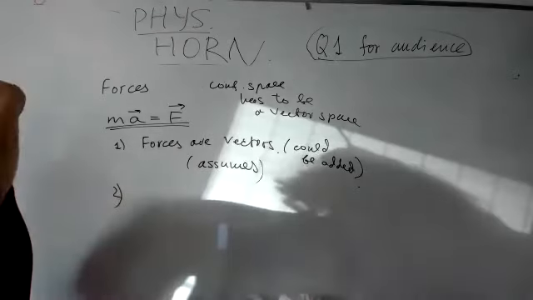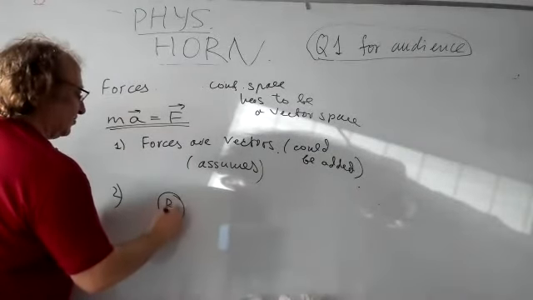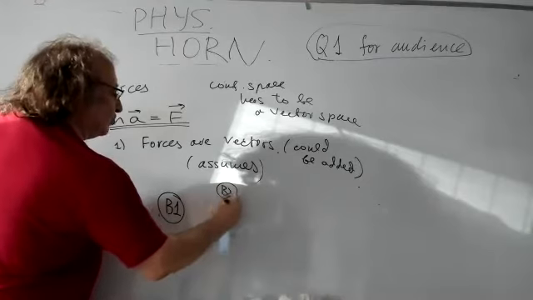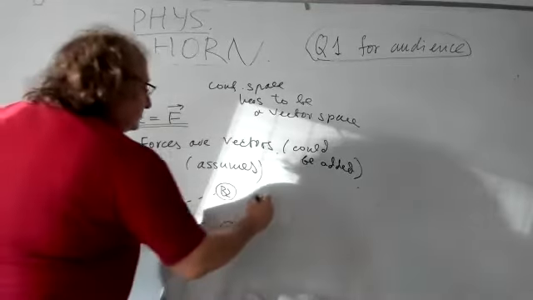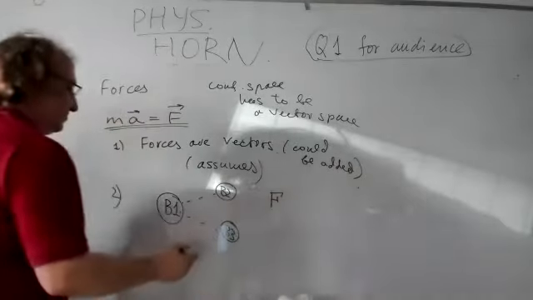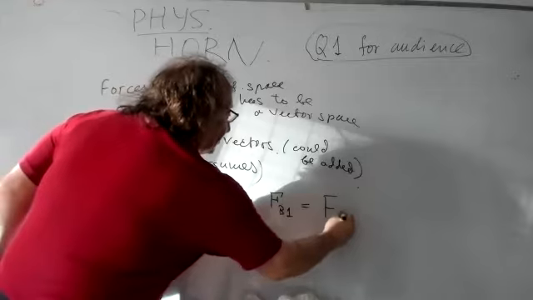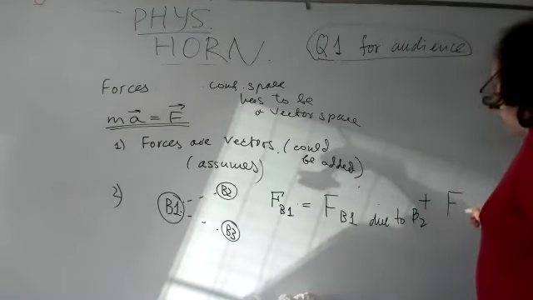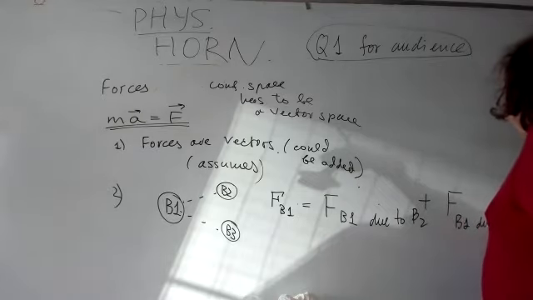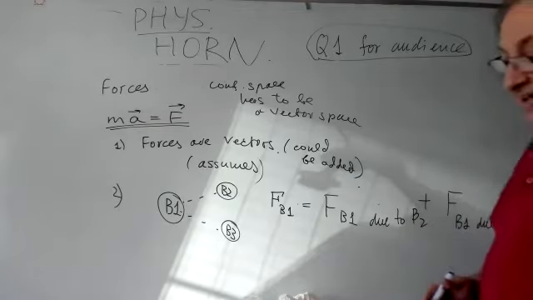Second concept is that if you have body B1, body B2, and body B3, then the force acting on B1 equals the force on B1 due to B2 plus the force on B1 due to B3. So it's an axiom of adding forces.